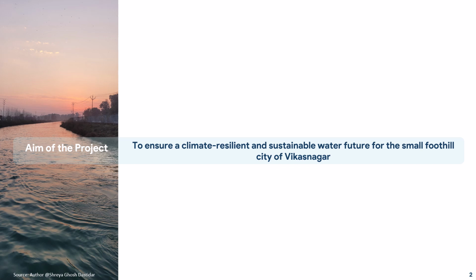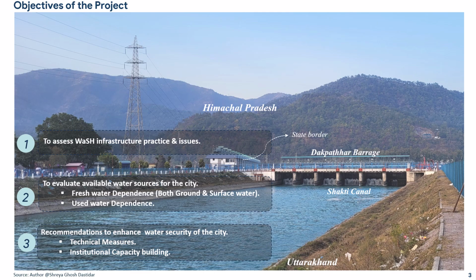of Vikasnagar. The objectives are to assess the WaSH infrastructure practice and issues, to evaluate available water sources for the city with respect to both fresh water, that is ground and surface, and used water. And the third objective deals with the recommendations both at technical level and institutional capacity building level.